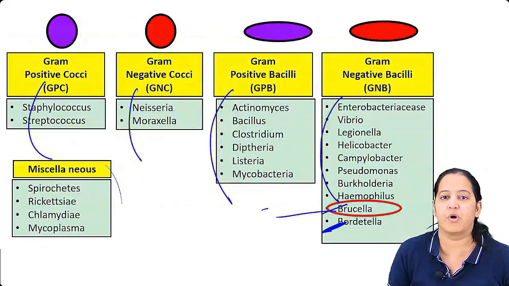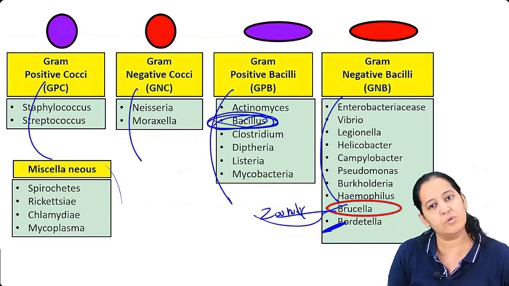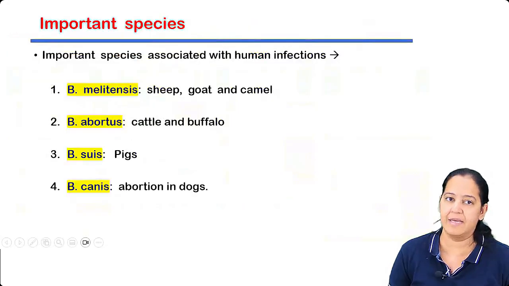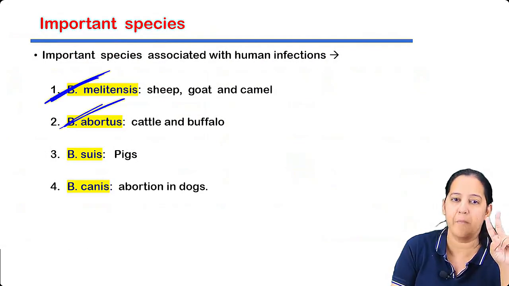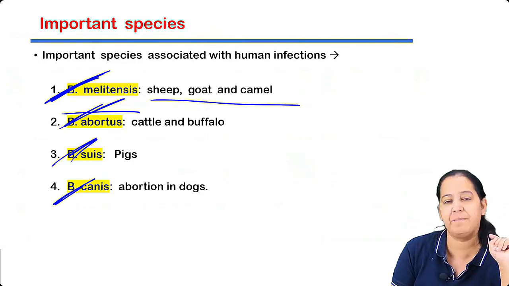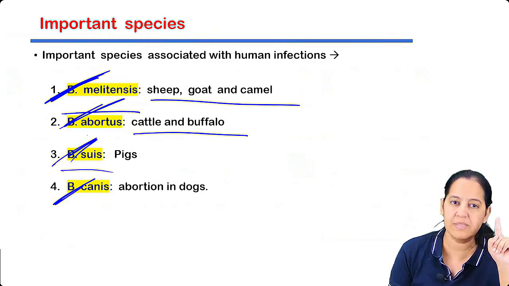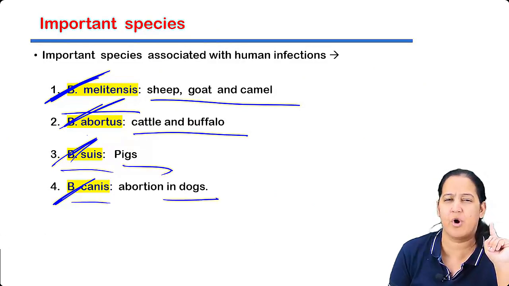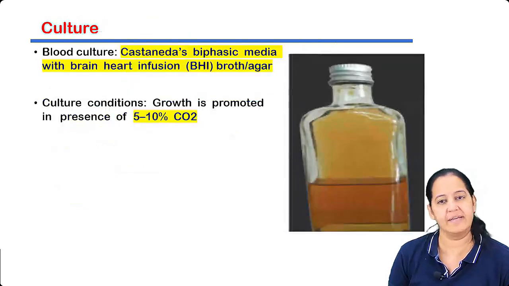Brucella is again a zoonotic disease. I taught you one more zoonotic disease, Bacillus anthracis. Brucella is also a zoonotic disease. It comes from the animals. There are 4 types of Brucella: Brucella melitensis, abortus, suis, and canis. Melitensis comes from the sheep, goat, camel. Abortus comes from the cattle, buffalo. Suis comes from the pig, and canis comes from the dog. Don't learn it. Just learn that it's a zoonotic disease.